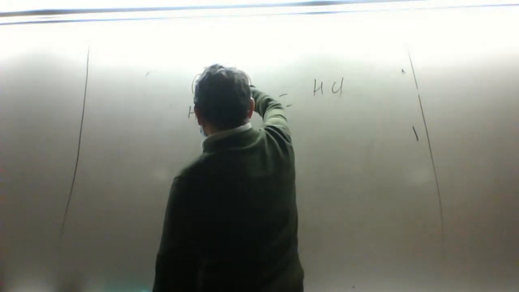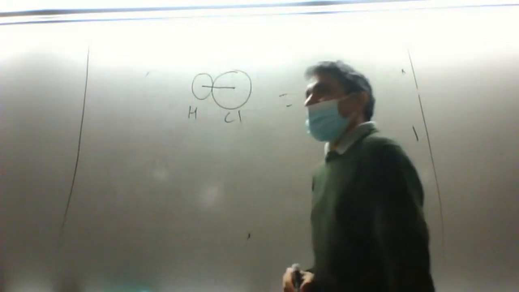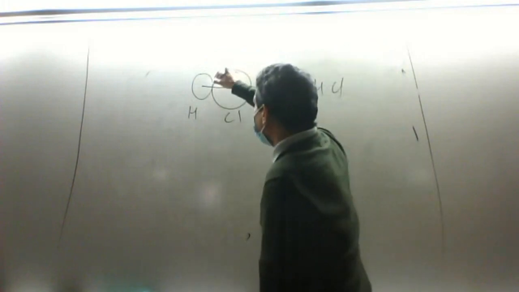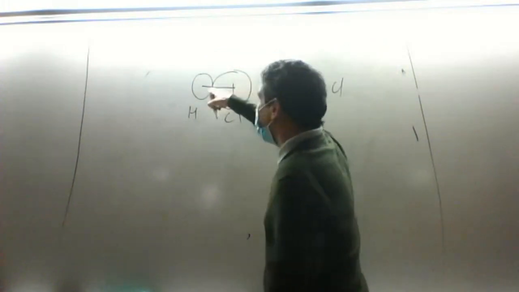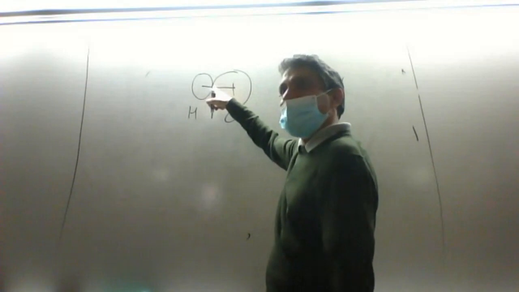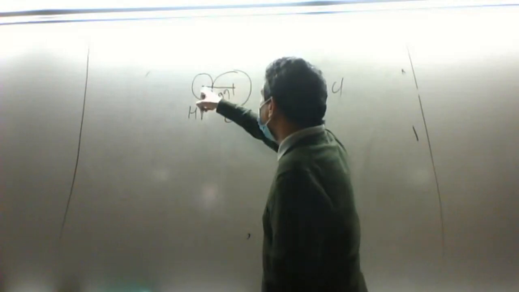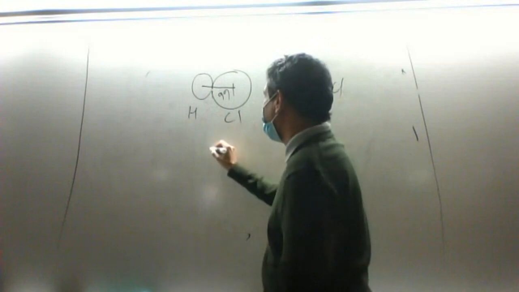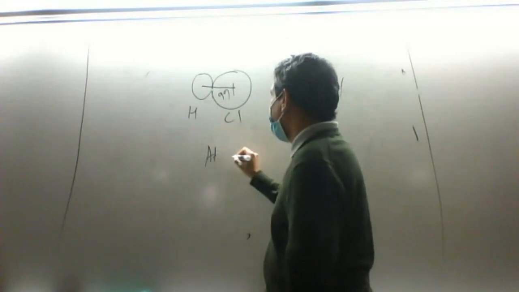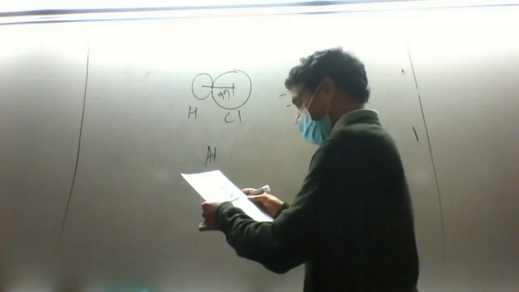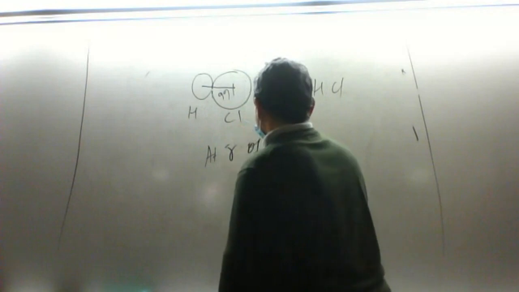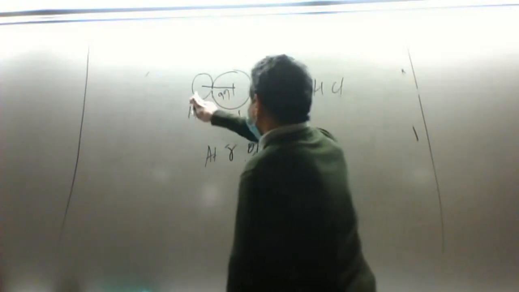So this is the center of that one, and this is the center of that one. You already know the atomic radius of chlorine from here to here. That was 99, right? Now what is the atomic radius of the hydrogen? You can easily calculate. First of all you need to measure from here to here and subtract this one.